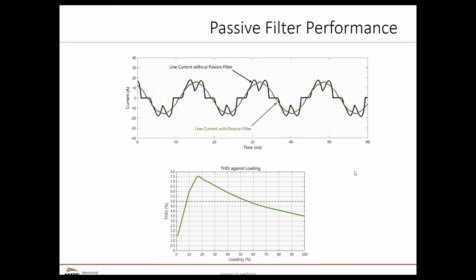So then the bottom graph shows a typical performance of current distortion, how it varies with VFD loading. The current distortion will increase slightly as load decreases, but the bottom line is that it will meet IEEE 519 recommended harmonic levels, regardless of what the loading is in the VFD.